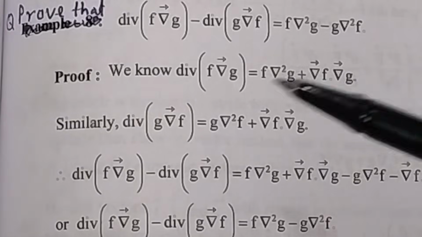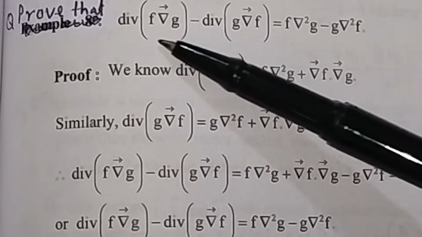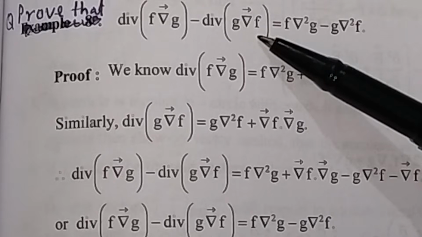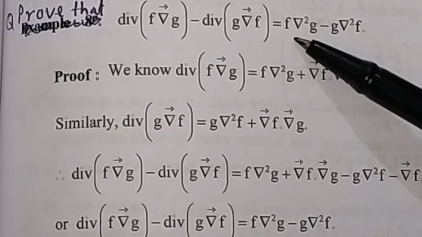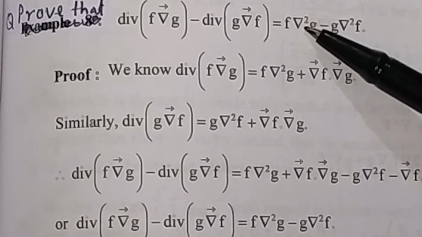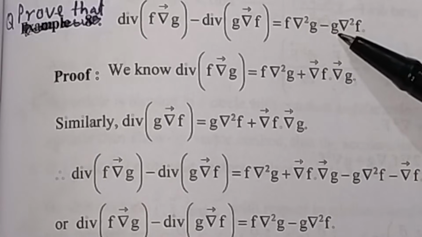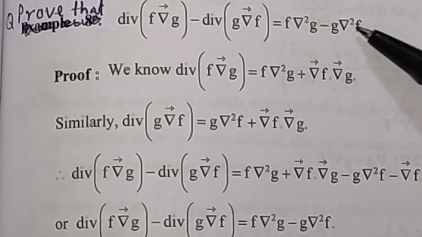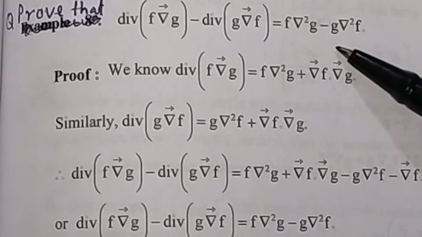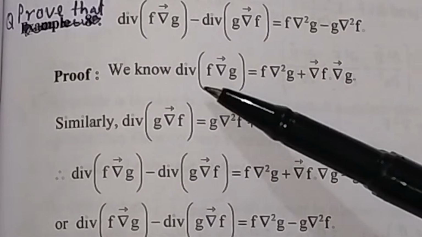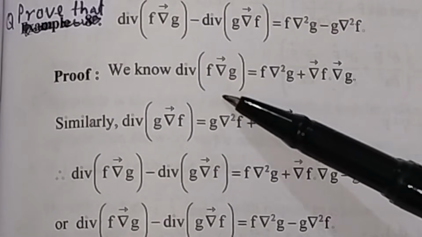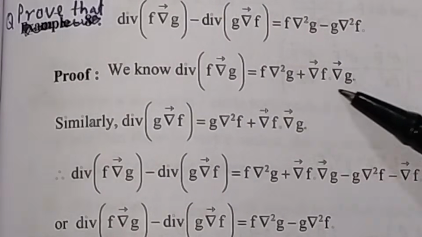Let us prove this vector identity, that is divergence f gradient g minus divergence g gradient f, that is equal to f Laplacian g, this is your Laplacian operator, or Nabla squared g, minus g Laplacian operator which operates on f. So this vector identity we can prove using the vector identity we have proved in the previous video. So watch the previous video to prove this vector identity.